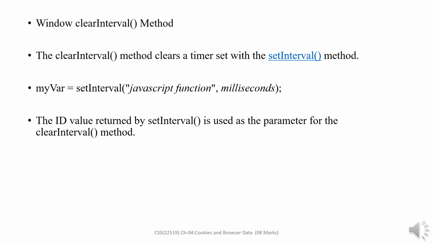Now the window clearInterval method. The clearInterval method clears a timer set with the setInterval method. Syntax is my_var equal to setInterval, JavaScript function, milliseconds. The ID value returned by setInterval is used as the parameter for the clearInterval method. First, after creating a setInterval method, we can also clear the timer.